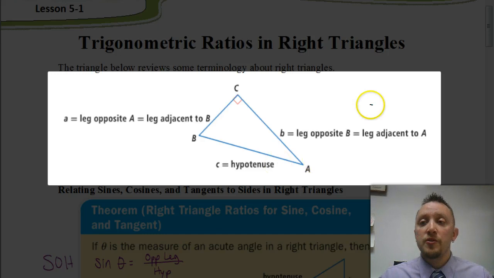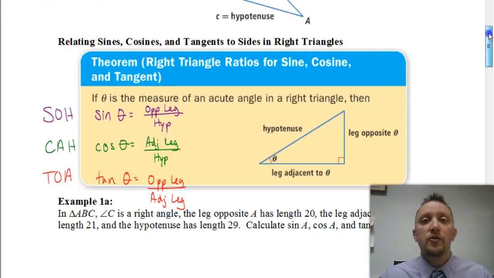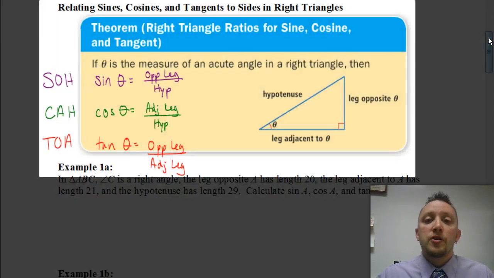So what are those ratios? Well, let's look at those now. Here we have our ratios. The ratios, again, are the sine, cosine, and tangent. Now, a ratio, remember, is a fraction. In this case, our ratio for the sine function is the opposite leg over the hypotenuse. So it's the opposite over the hypotenuse for the sine function.